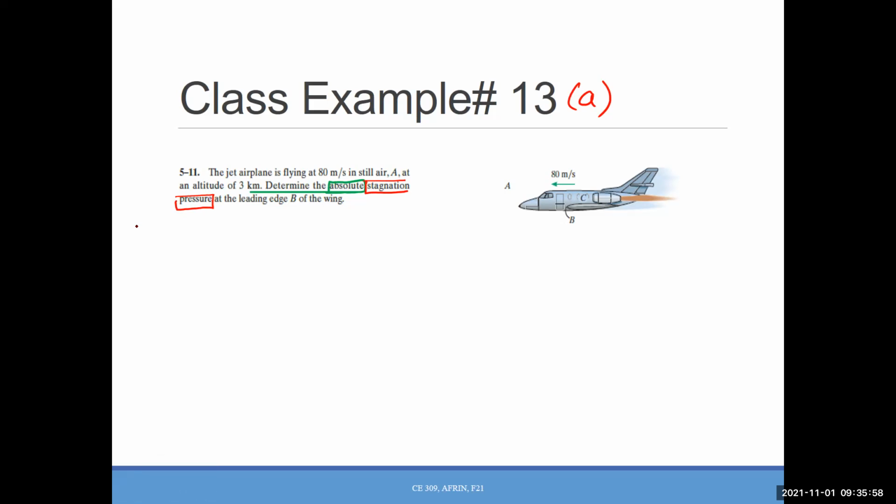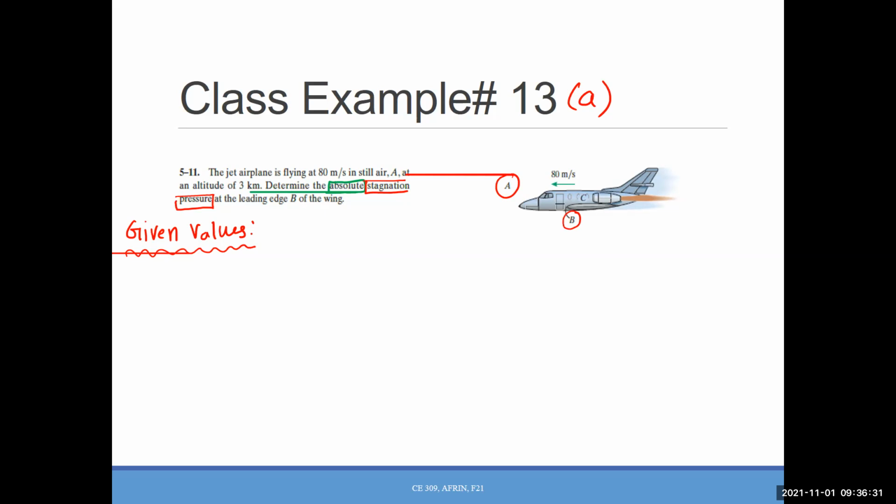Let's work with the given values. Before that, we need to identify the points of interest here. The first point of interest is A, right? And since they're asking for the pressure at B, the next point is B, right? Okay.